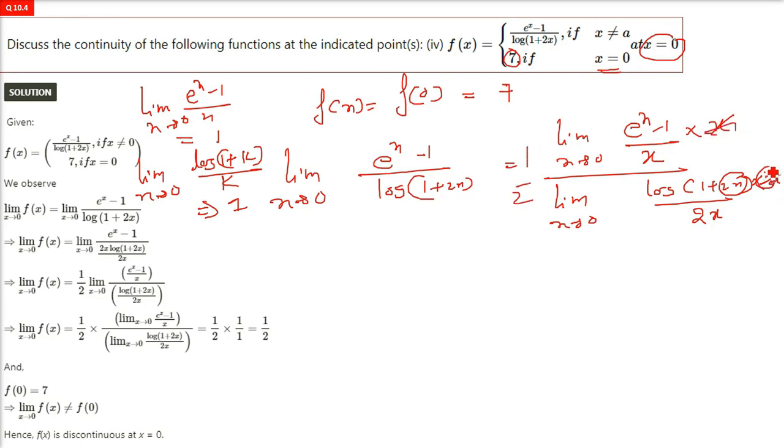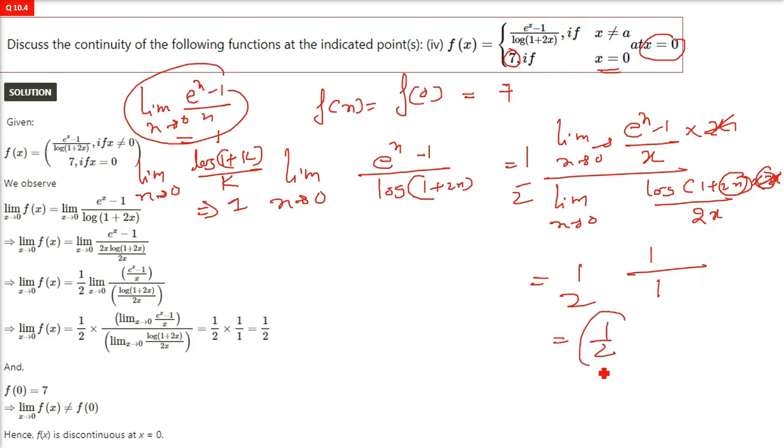But now when we apply the limit, what do you get? Limit x tends to 0 for e raised x minus 1 by x is nothing but 1. And the denominator log 1 plus 2x by 2x is again 1, as I told you just now. So it is going to be half. So the value of the limit is half at this point, x equals 0. But the value of the function at x equals 0 is 7. So they are not equal. That is, this function is discontinuous.